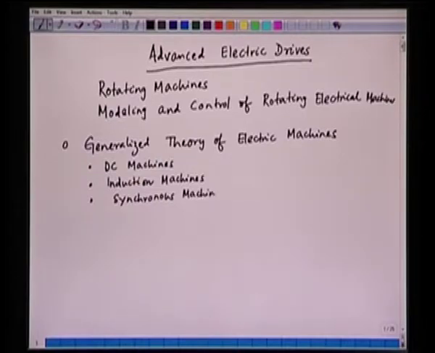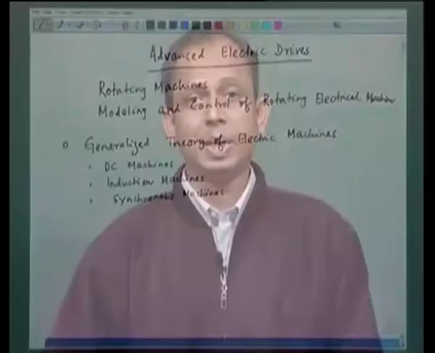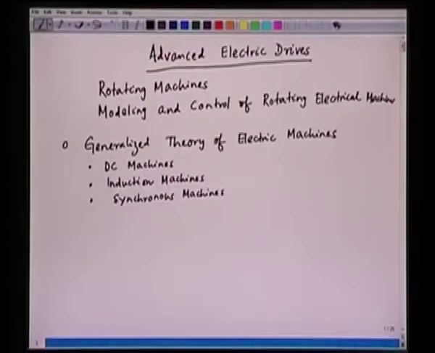Now, remember that when we want to control the machine, we have to understand the behavior of the machine, and modeling will help us understand the behavior of the machine, and we can simulate it in a computer. We can also develop some control principle based on the machine model. So, the generalized theory will help us develop the machine model which can be used for advanced control of electric machines. So, this is the first part of the course, that is the generalized theory of electric machines.